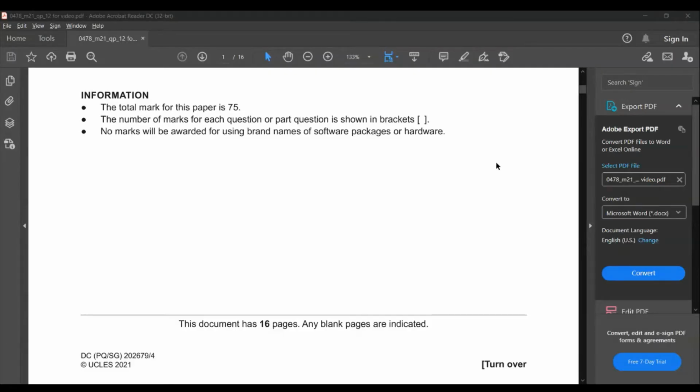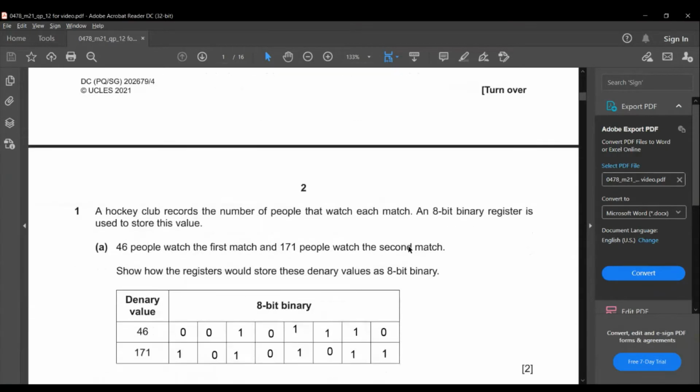The total marks for this paper is 75. Now let's move on to the first question.